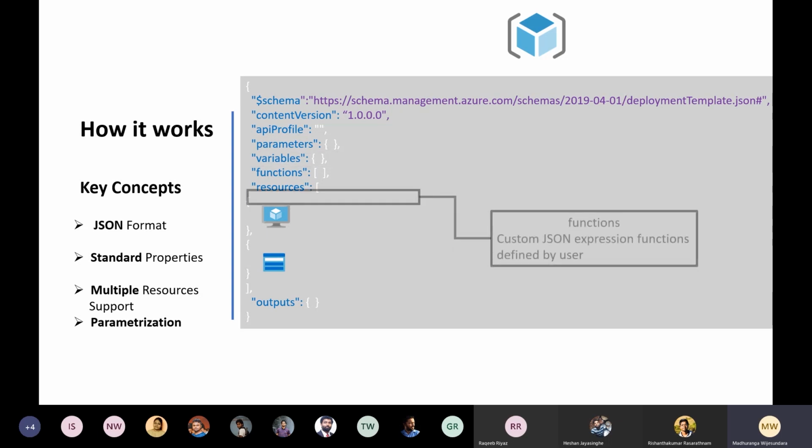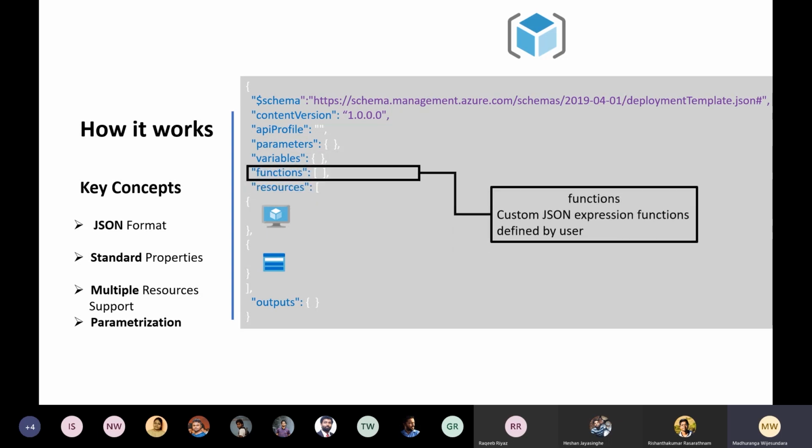So the next thing is functions. These are custom JSON expressions that allow you to do some custom functionality. You can have different functions that are helpful for deploying your resources. ARM templates have a lot of useful built-in functions, and you can even define your own function if you want.